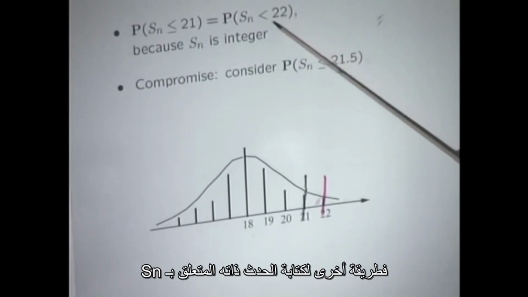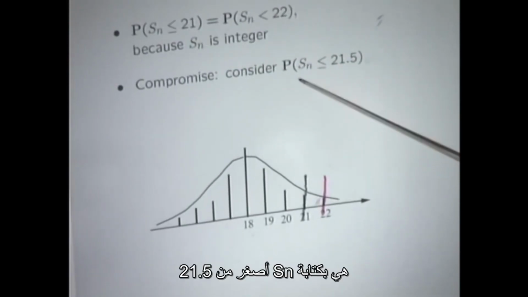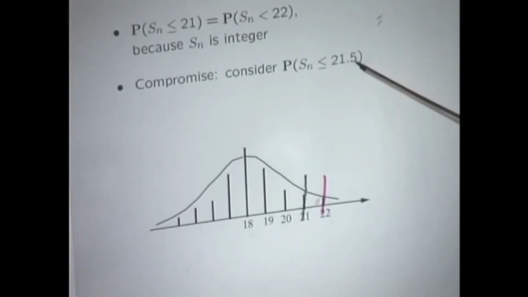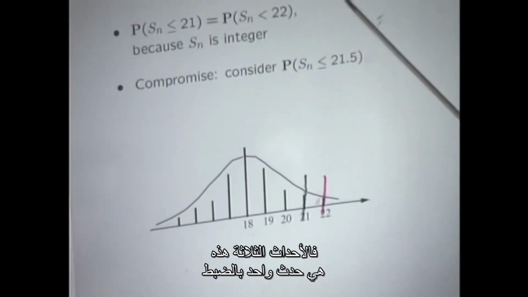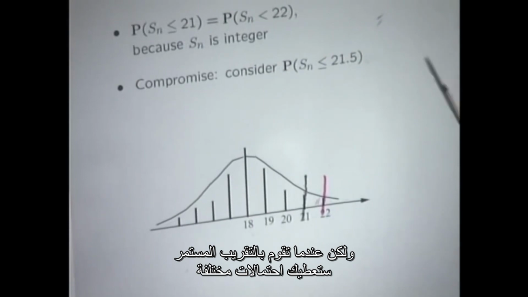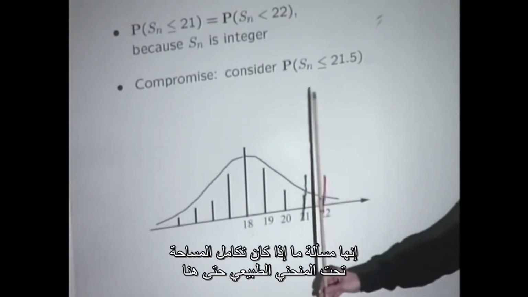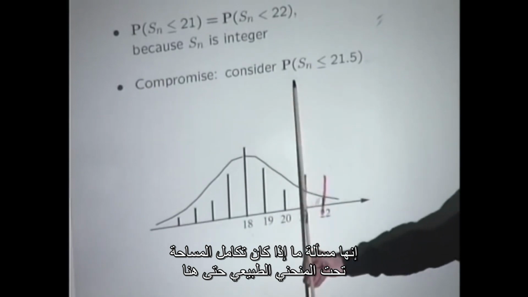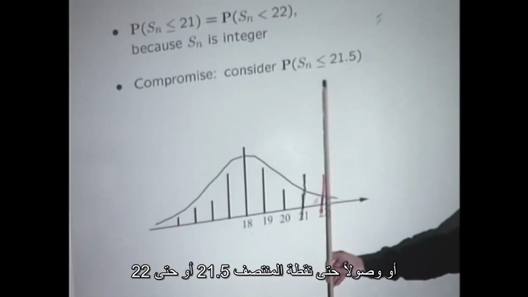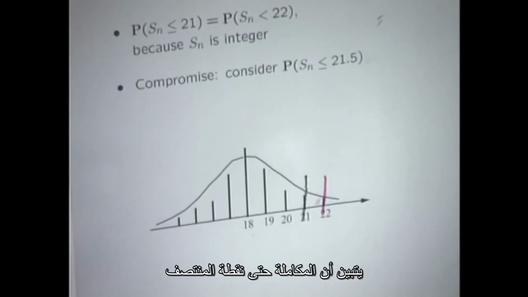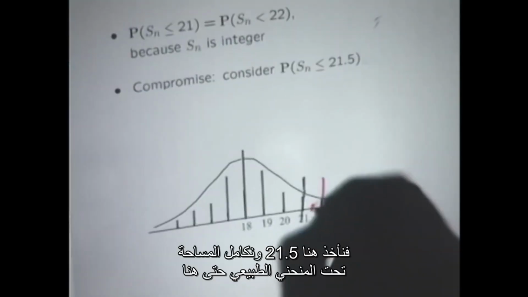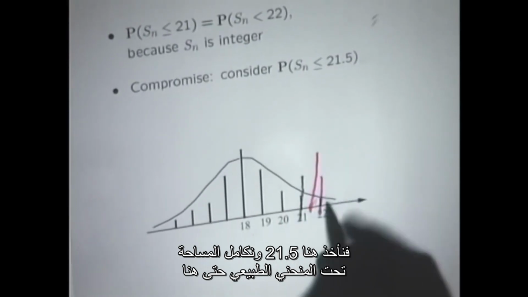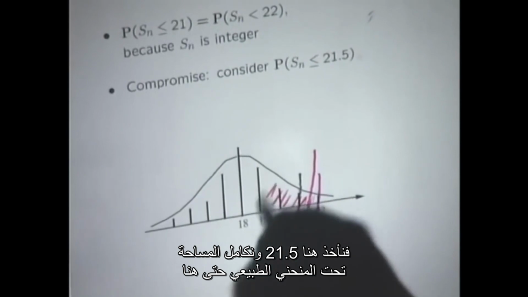So another way of writing the same event for Sn is to write it as Sn being less than 21.5. In terms of the discrete random variable Sn, all three of these are exactly the same event, but when you do the continuous approximation, they give you different probabilities. It's a matter of whether you integrate the area under the normal curve up to here, up to the midway point, or up to 22. It turns out that integrating up to the midpoint is what gives us the better numerical results. So we take here 21.5 and we integrate the area under the normal curve up to here.